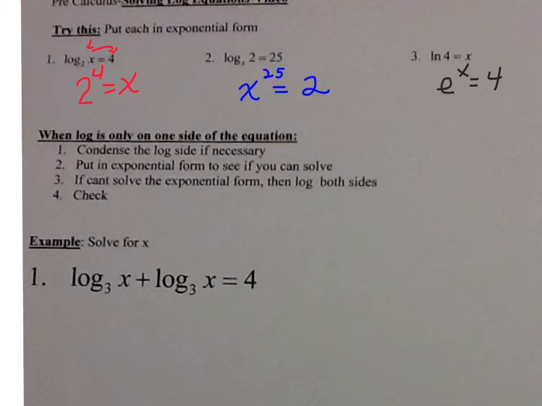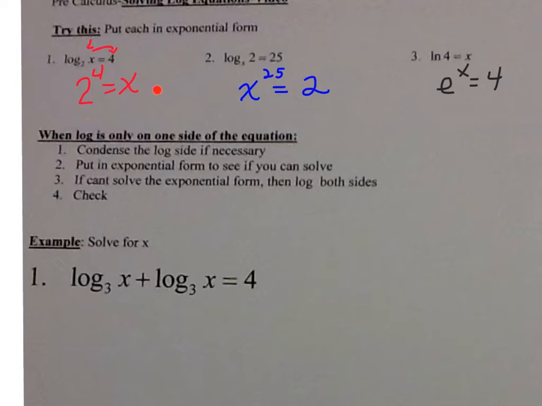Okay, so now let's look at the different kinds of log equations. When log is only on one side of the equation, the first thing you're going to do is condense the side of the equation that has a log, if it's necessary. If it's already condensed, then you don't have to do anything. Like this is a log equation, but it's already condensed, so you wouldn't have to do anything. But you put it in exponential form and then try to solve it. So you're going to try to condense the log if you can, then put it in exponential form to see if you can solve it.